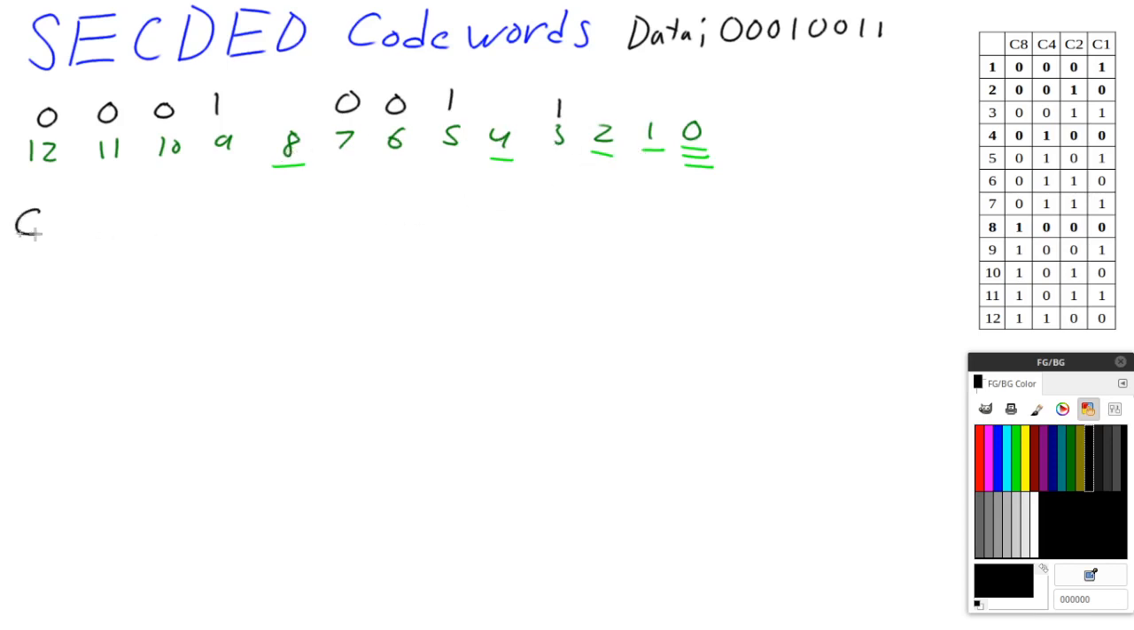So let's do that. C1 equals the exclusive OR of bit 3, which is a 1, bit 5, which is a 1, bit 7, which is a 0, bit 9, which is a 1, and bit 11, which is a 0. So what should this even parity bit be? It should be a 1. Now let's do C2.